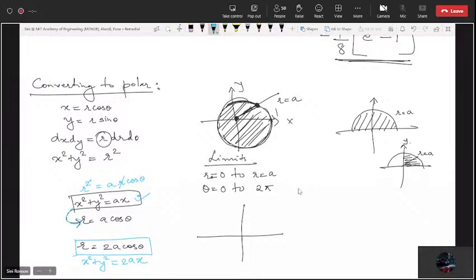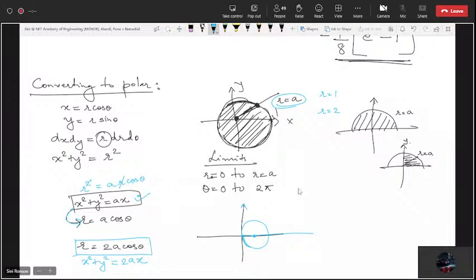Okay, now how to draw them I'll show you. Now r equal to a cos theta is a circle with center at a by 2 comma 0. So this is your r equal to a cos theta wala circle. So you can see this is the circle which is not having center at origin. Unlike r equal to a, r equal to 1, r equal to 2. These are all circles with center at origin.